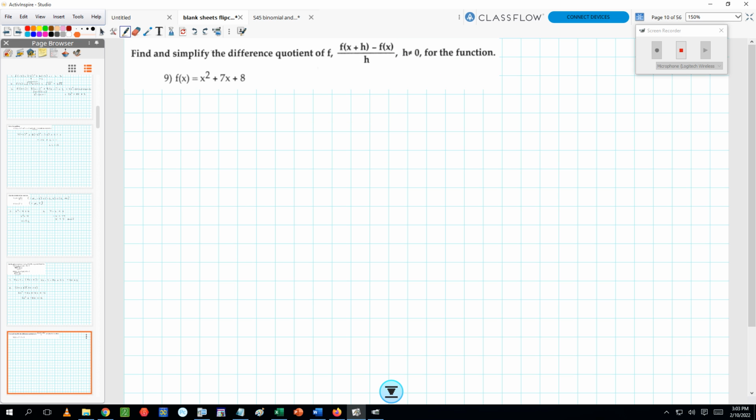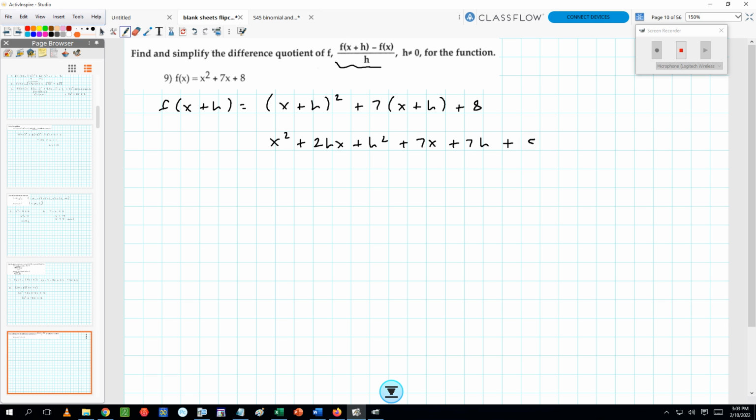And number 9, find and simplify the difference quotient right here. Okay, we will always spot you the f of x, so you'll need to come in now and find the f of x plus h. Replace all of your x's with x plus h. Simplify this. X plus h squared is x squared plus 2hx plus h squared. Distribute the 7. And you should never be able to simplify that.